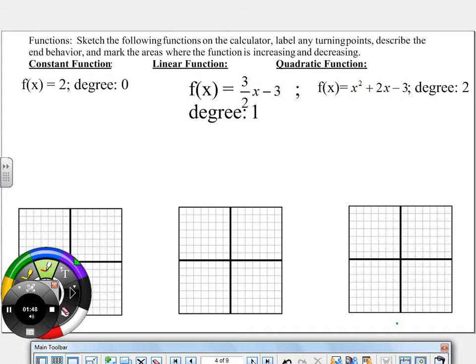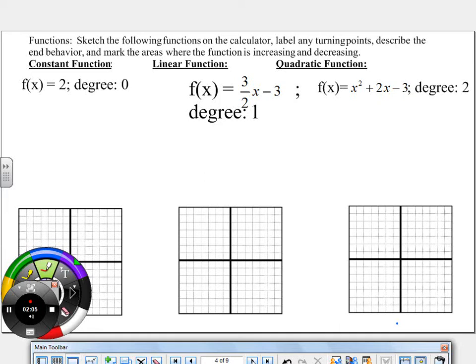So this function right here, f of x equals 2, is called a constant function, and its degree is 0. Linear function, f of x equals 3 over 2 x minus 3. Its degree is 1. It's called linear. x squared plus 2x minus 3 has a degree of 2, and it's called quadratic.